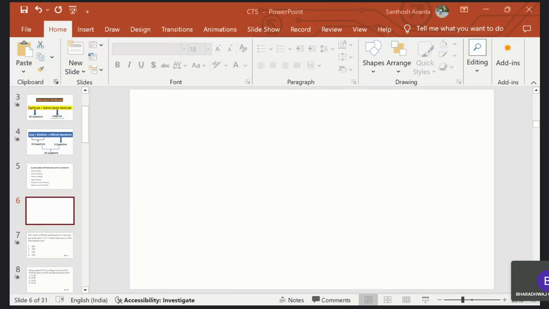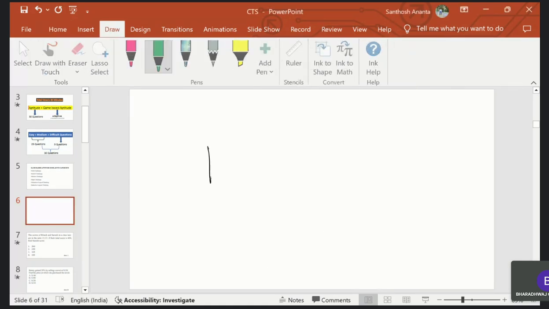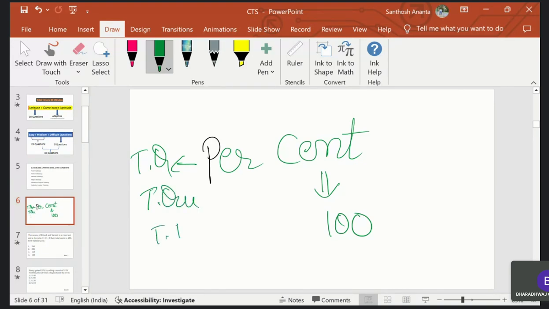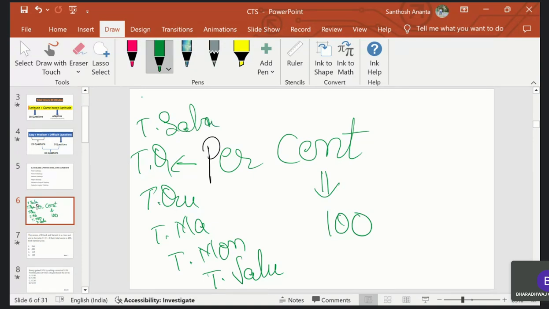What is meant by percent? Percent means we'll be dividing the word like per and cent. Cent means 100. Per means total quantity, total quality, total marks, total money, total value, total salary, or total votes.